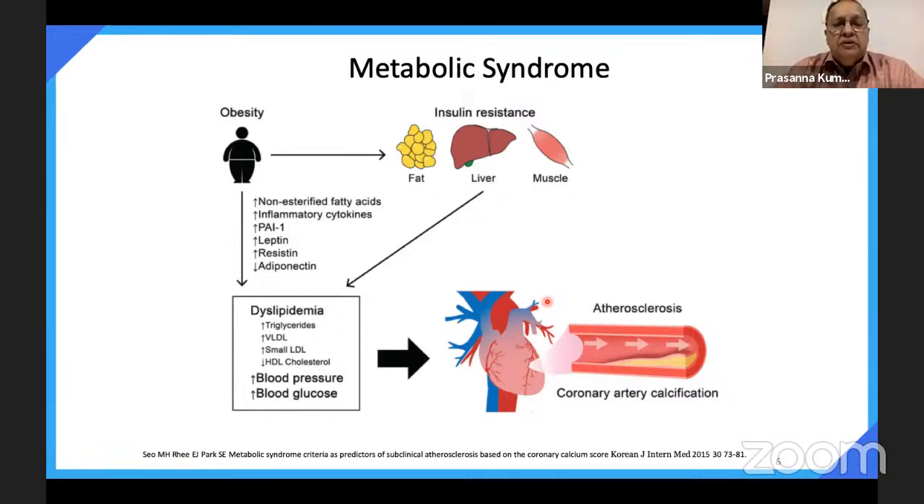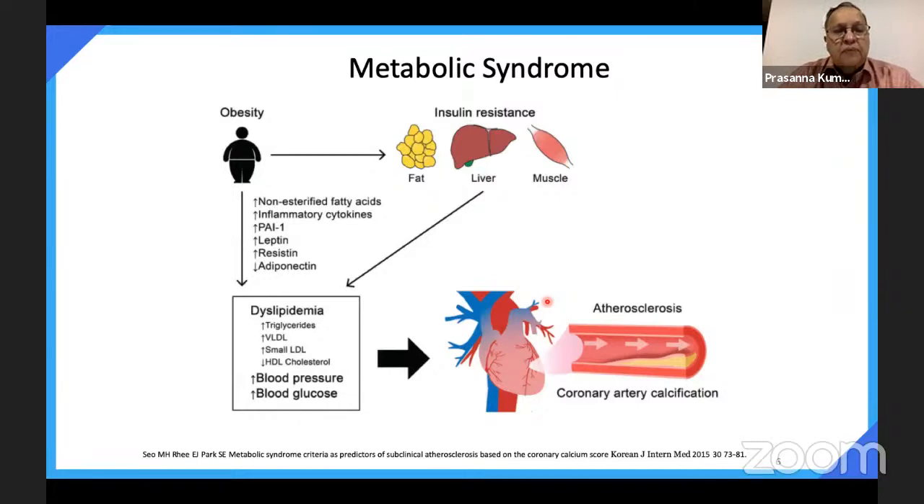Because of the liver insulin resistance, you get dyslipidemia. The diabetic dyslipidemia is especially increased triglyceride, increased VLDL, and the most important, increased small dense LDL, which is responsible for atherosclerosis, and reduced HDL. This is the typical dyslipidemia in diabetes, and Indians, even non-diabetics, have high triglyceride and low HDL, which is hereditary as well as related to food habits like high carbohydrate intake. All these things are also associated with blood pressure and increased blood glucose, impaired glucose tolerance, and diabetes.